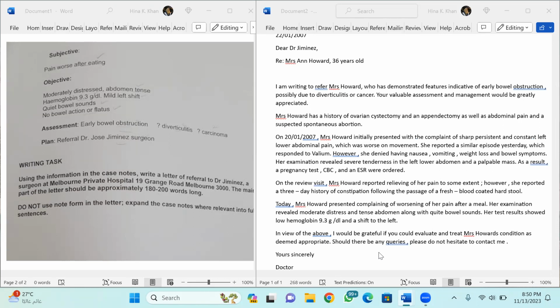It's better to write the full form, because if it's written there, the full form, then write the full form.